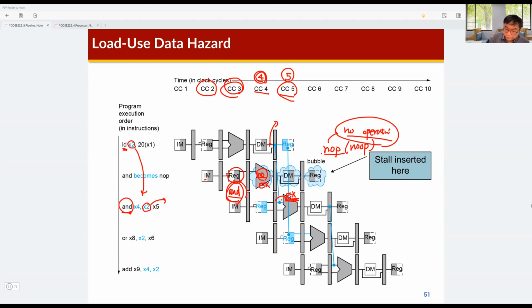So, which operation is required for the load-use hazard? We need a pipeline stall. That means, first, the instruction in ID should be stalled.